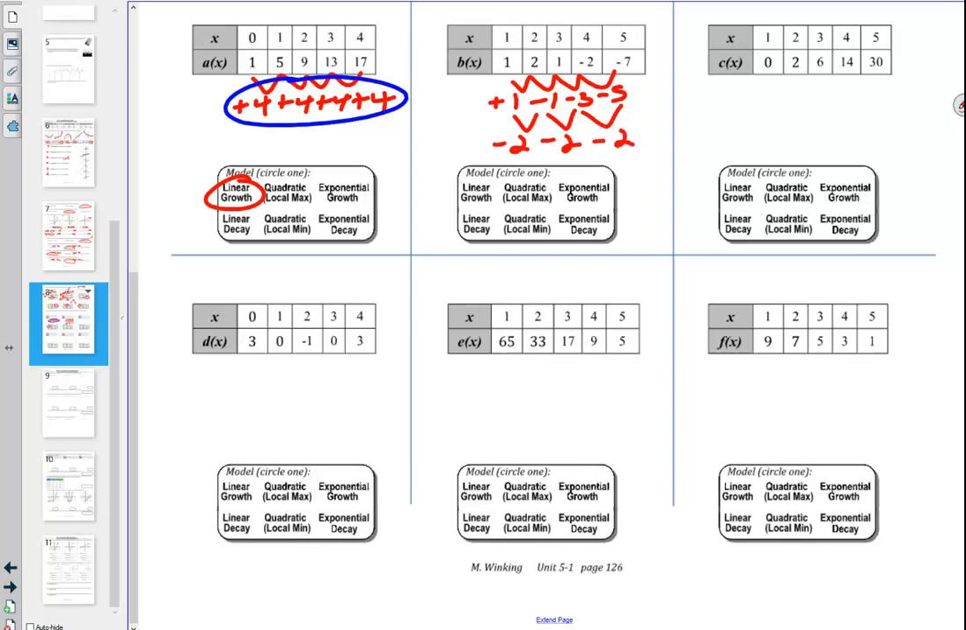So you see how we have a common second difference? The second difference is common. So that's what tells you that we have something that's quadratic. What's going to tell you whether it's a max or a min is what that common difference is. If that common difference is negative, that means the parabola will be facing down. So is it going to have a max or a min?